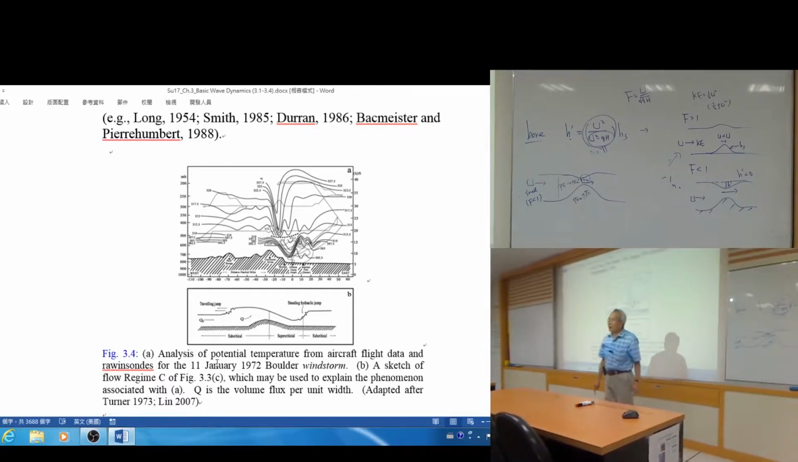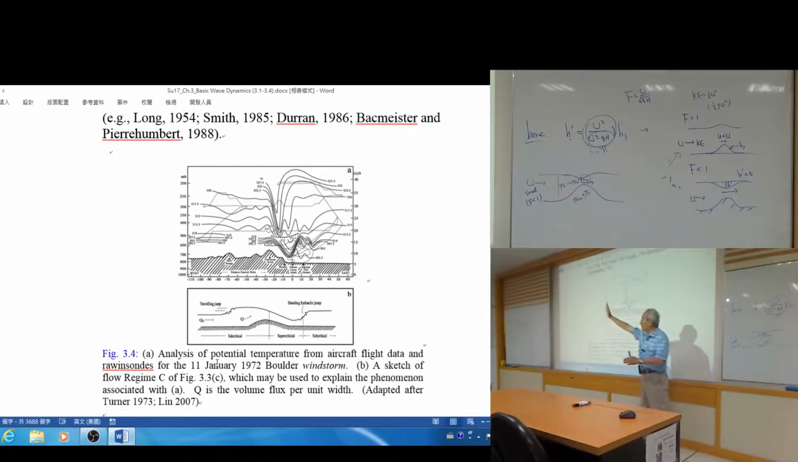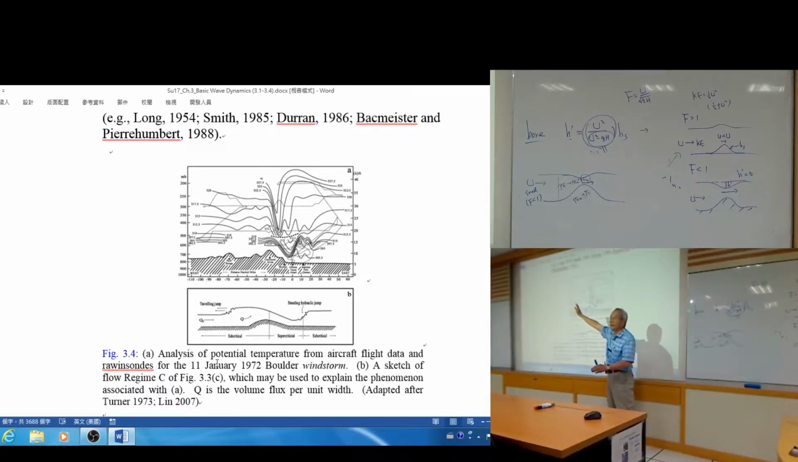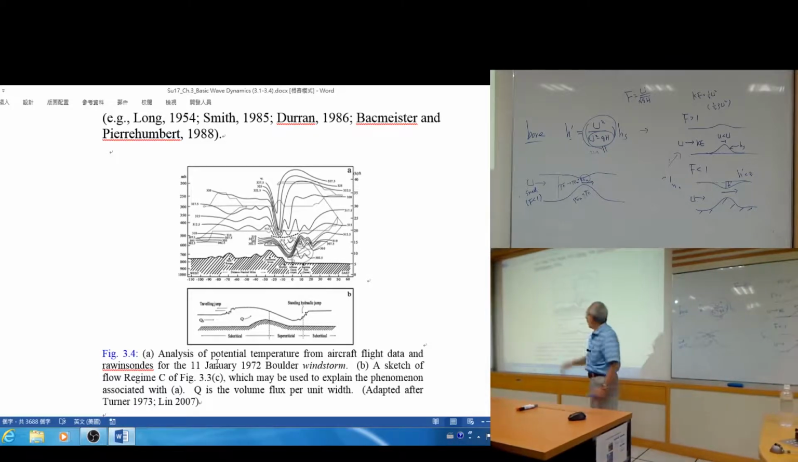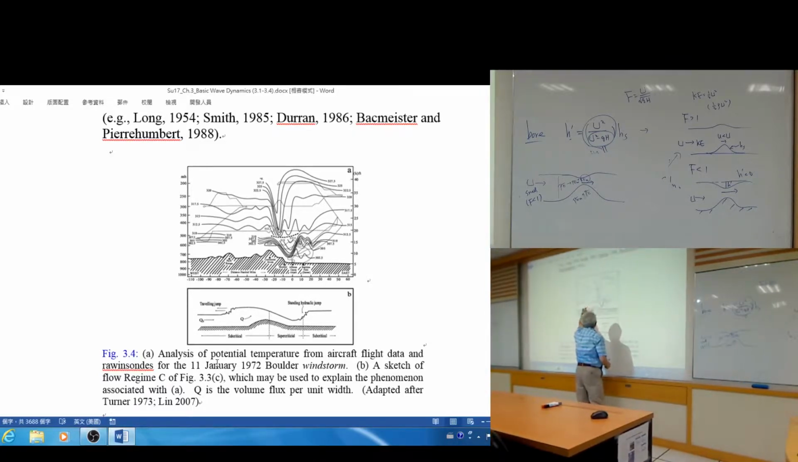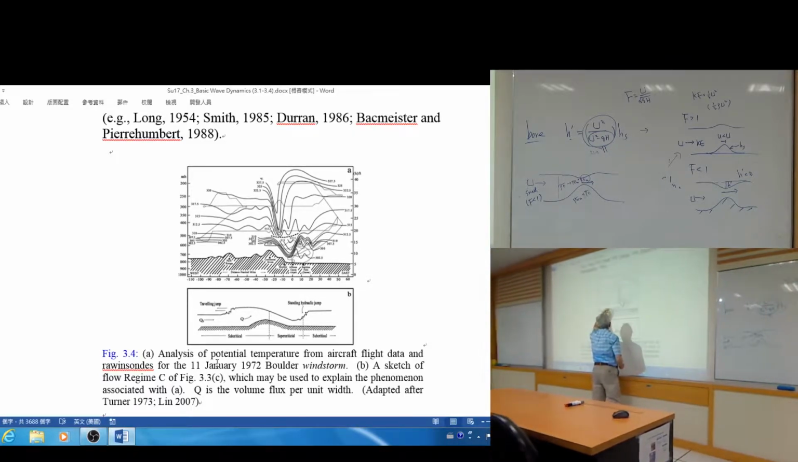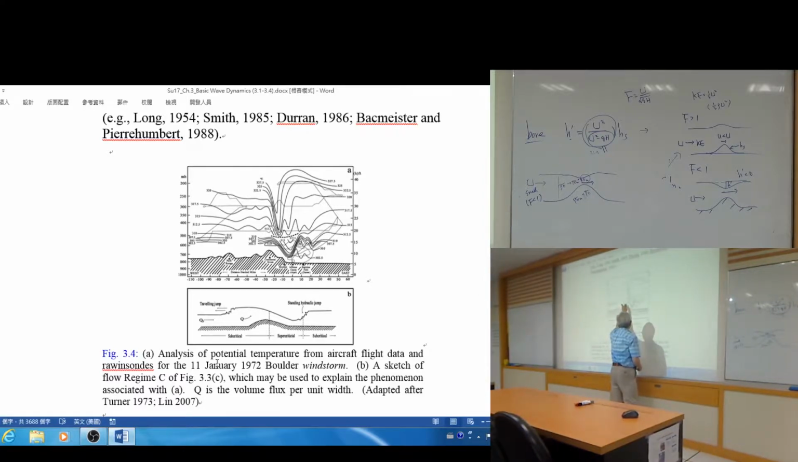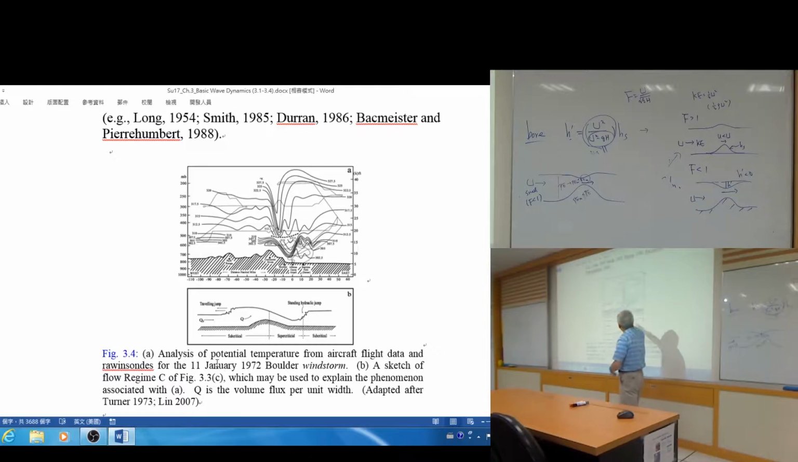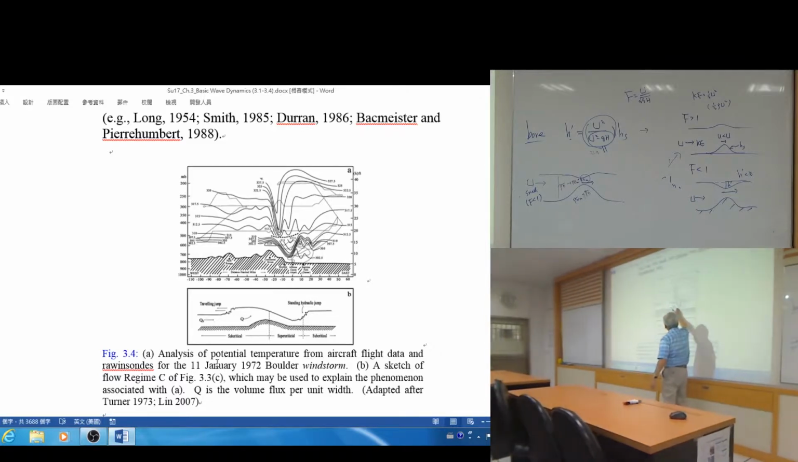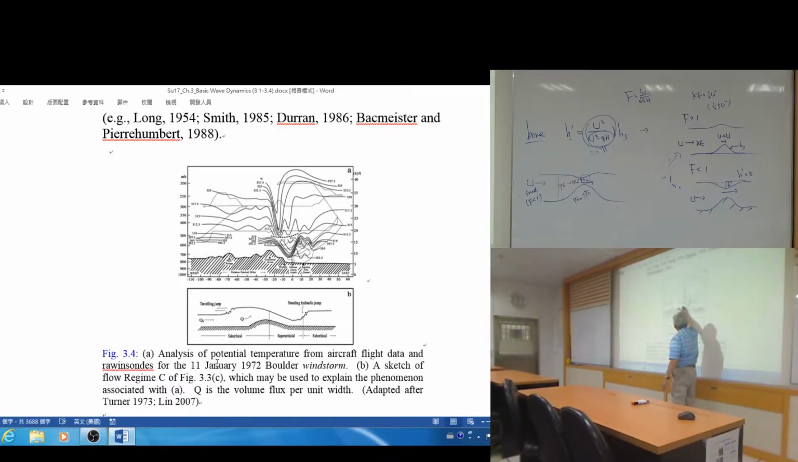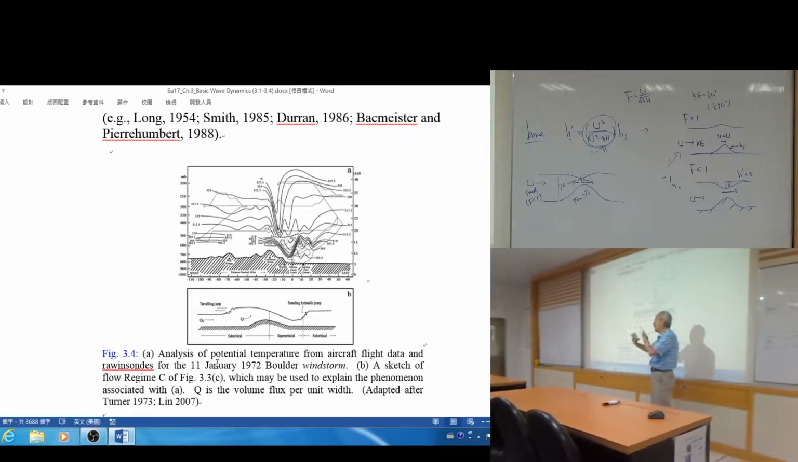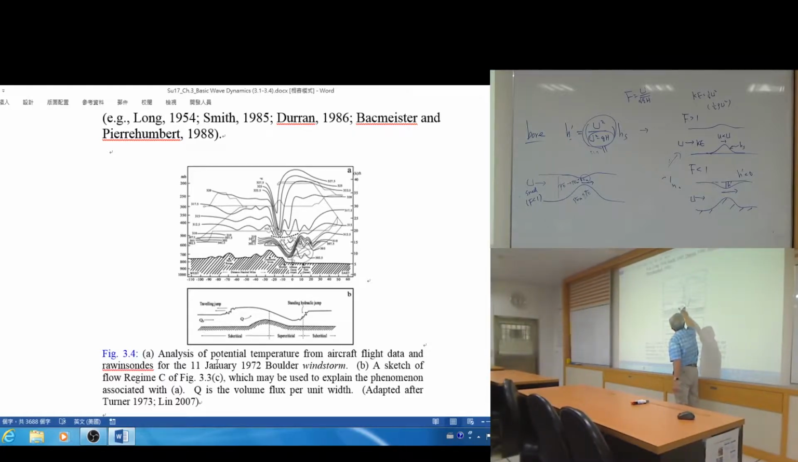The continental divide is the highest peak over the Rocky Mountains. To the west, the water is flowing to the west, and to the east, the river water is flowing to the east. That's why they call it the continental divide. And Boulder is here, and this mountain here.